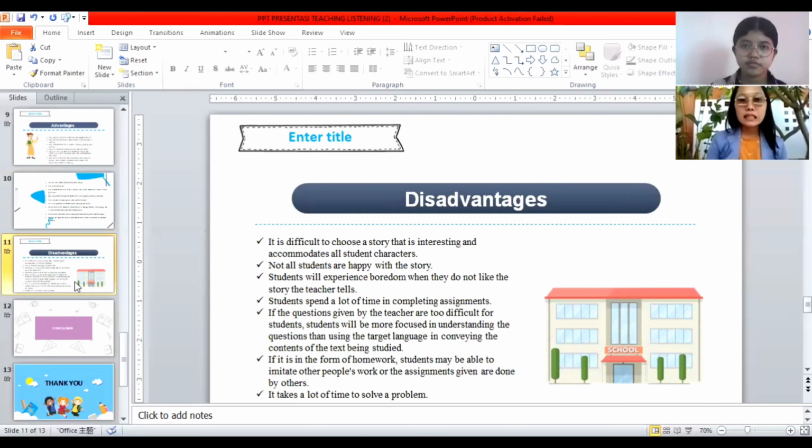Next, disadvantages. If it is in the form of homework, students may be able to imitate other people's work, or the assignments given are done by others. And it takes a lot of time to solve a problem. Teachers tend to find it difficult to find listening material that is relevant to the level of students' language skills.